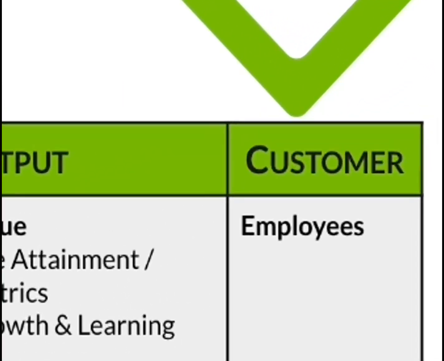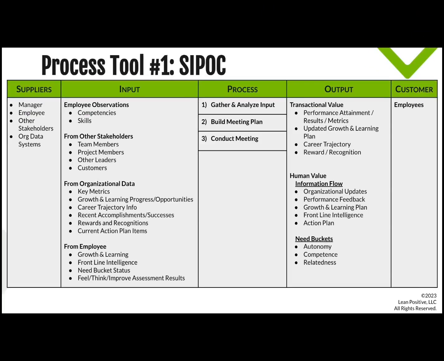Lastly, we have the customer, which again, in this case, is actually the employee. That's the receiver of the value from the process. In a one on one, the point of this process is to create value for the employee. And of course, the more value that's created in the one on one for the employee, the more that can be passed along to your external customers, the organization, and for the managers.